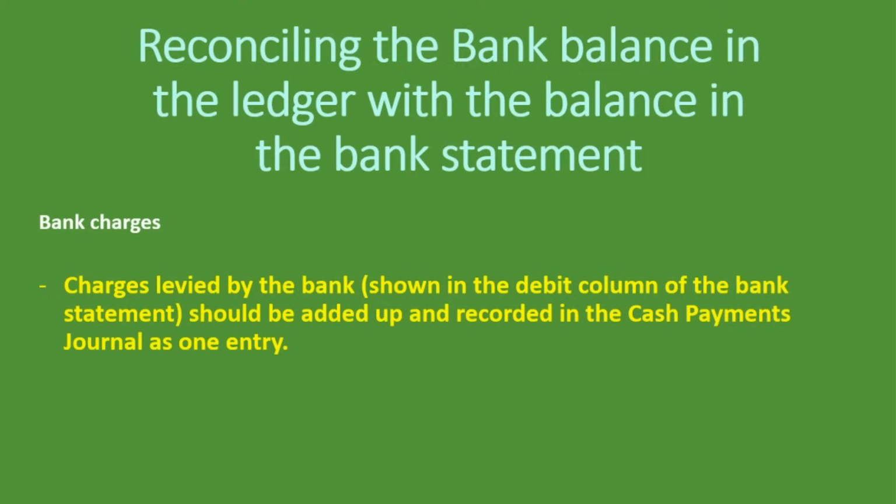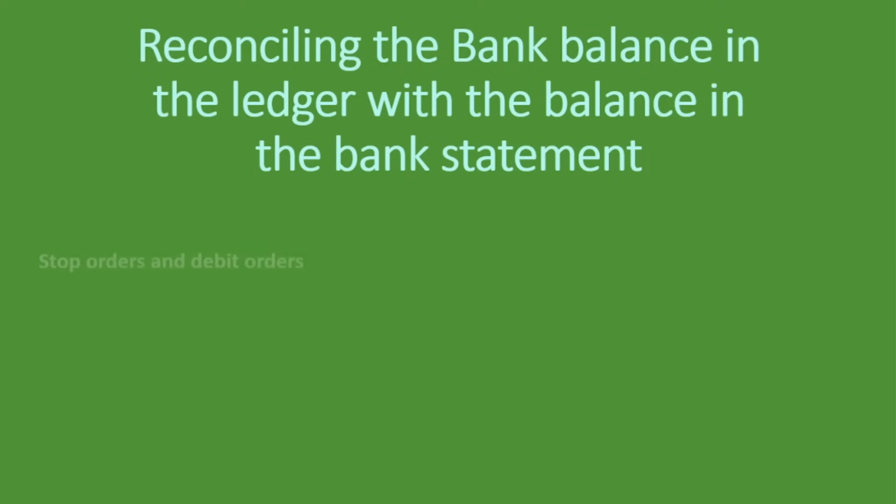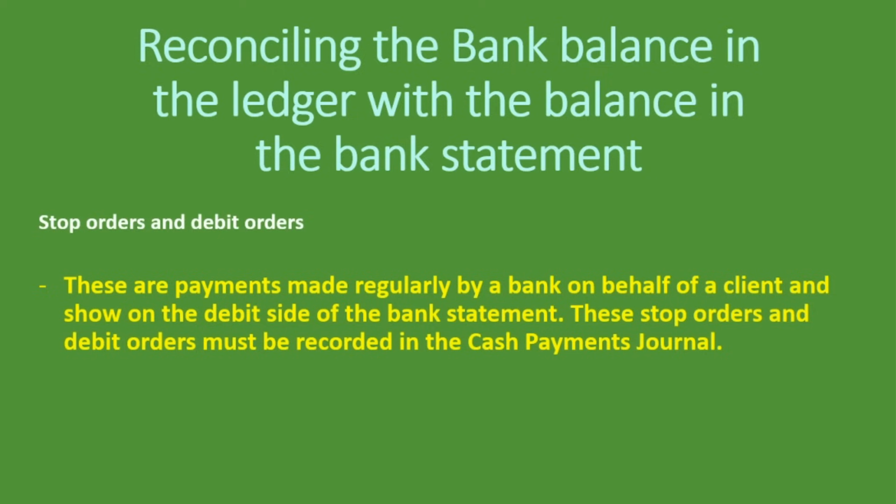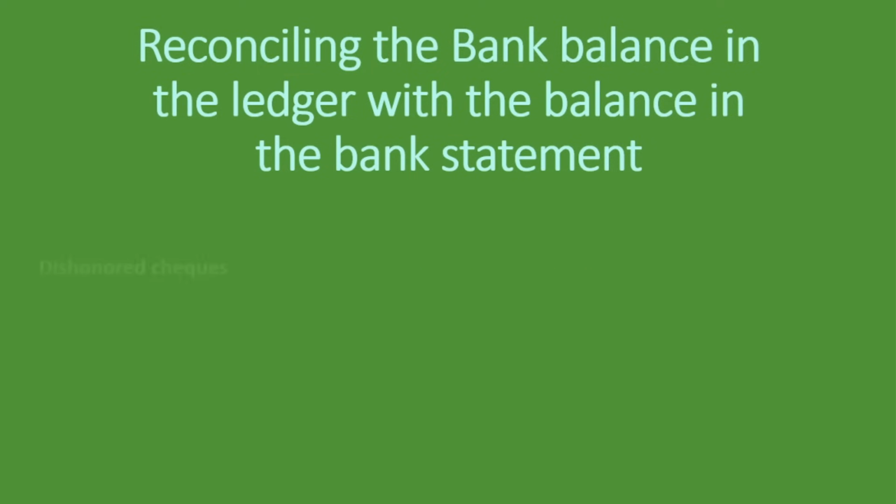And like I said, don't add the interest, just add it on a separate line item. Stop orders and debit orders. Well, I've already mentioned this. These are payments made regularly by a bank on behalf of a client and show on the debit side of the bank statement. These stop orders and debit orders must be recorded in the cash payments journal.